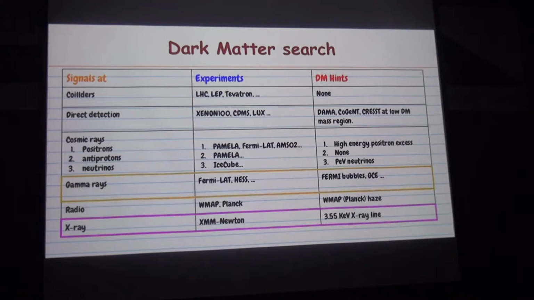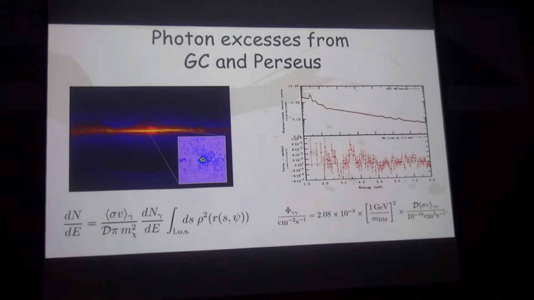So today's talk is based on these two photon excesses. Let me remind you, the first gamma ray is based on the galaxy center, and the X-ray is based on the Perseus. So the dark matter velocity in these two astrophysical objects is different. And this photon excess comes from the galaxy center and the Perseus.